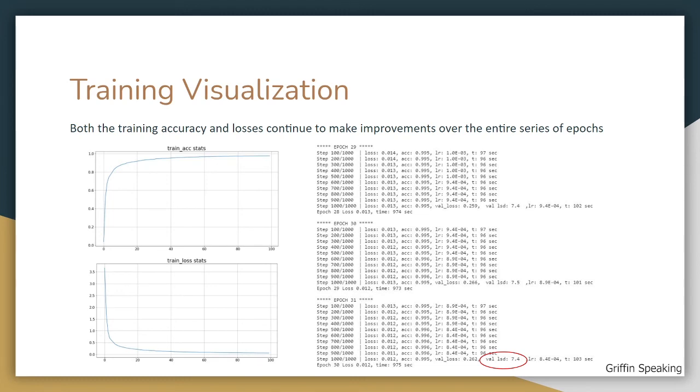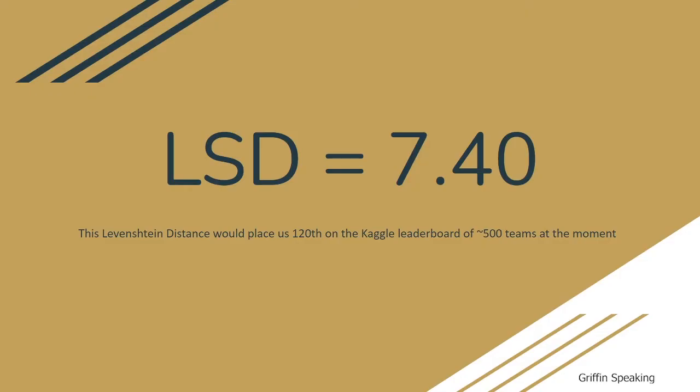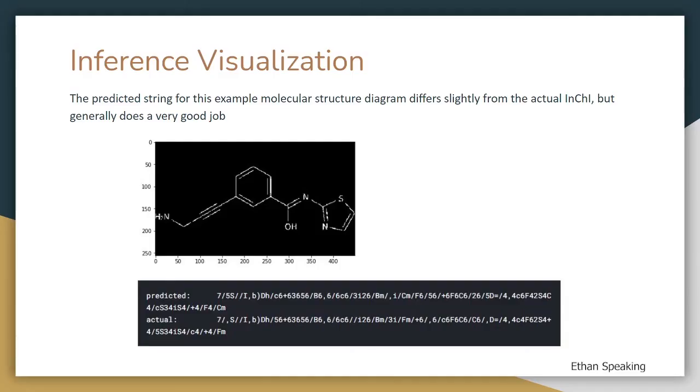Through our modifications, we had successfully brought the original distance down from 16.9 all the way to 7.4, thus marking a tremendous improvement on where our baseline was. This Levenshtein distance score of 7.4 that we achieved would place us 120th on a Kaggle leaderboard of nearly 500 teams at the moment, which is quite an impressive jump from where we started.